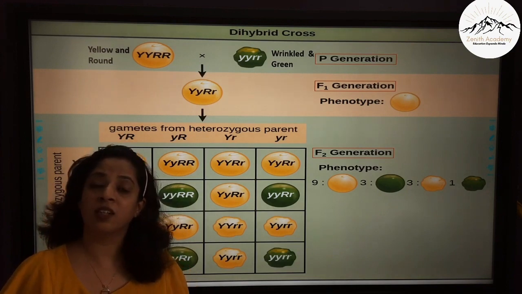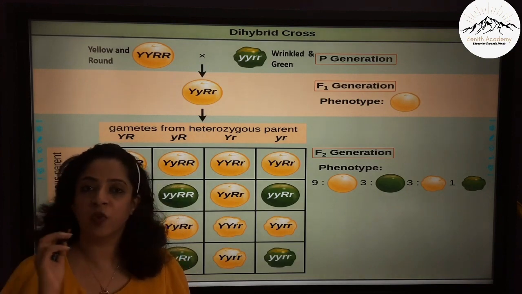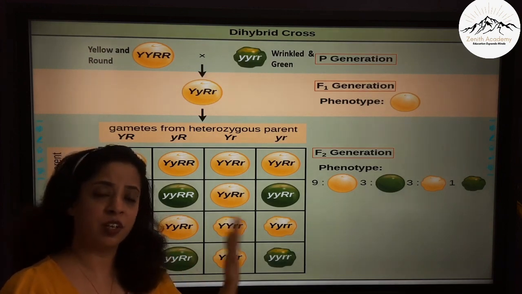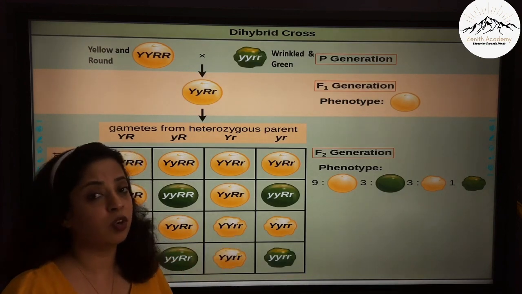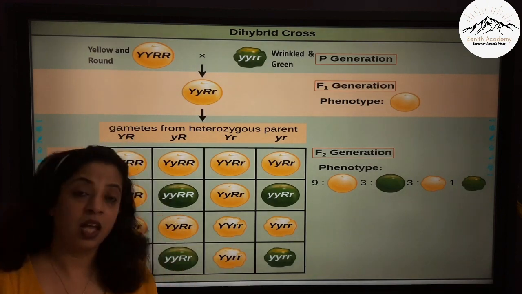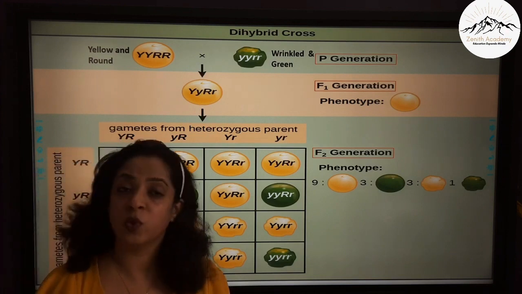Also in the 7 characters, you should remember which one is dominant and which one is recessive. Otherwise, you will not be able to form the F1 and F2 generations, and you will not be able to draw the Punnett diagrams. So please remember the 7 characteristics. Please remember which one is dominant and which one is recessive.